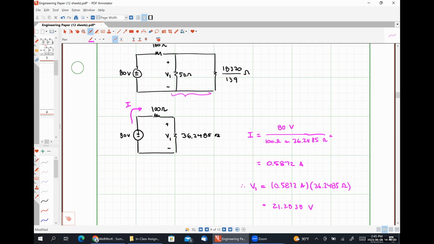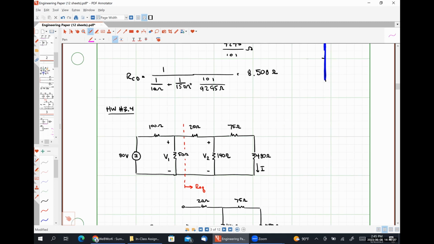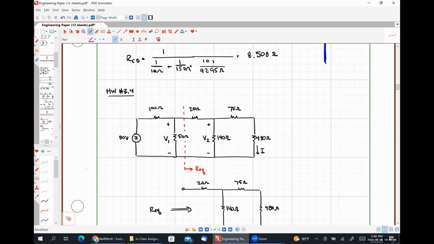And from here, once you know V1, you can do a similar thing to figure out what portion of V1 is going to show up at V2. And then once you know what V2 is, V2 divided by 75 plus 480 gives you the I that you're looking for. In our next class meeting, we are actually going to learn about voltage division and current division, which will give you a little bit easier way to work problems like this, where you have multiple voltages that you're trying to find in a weird configuration, but we'll talk about that more on Monday.